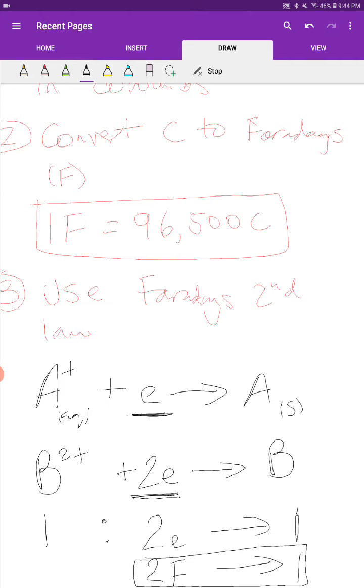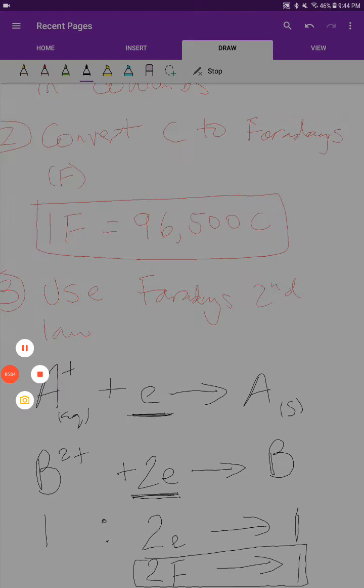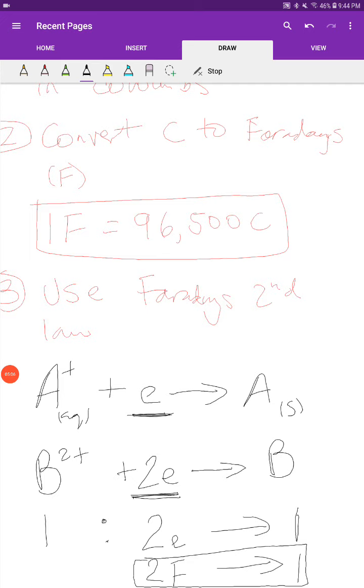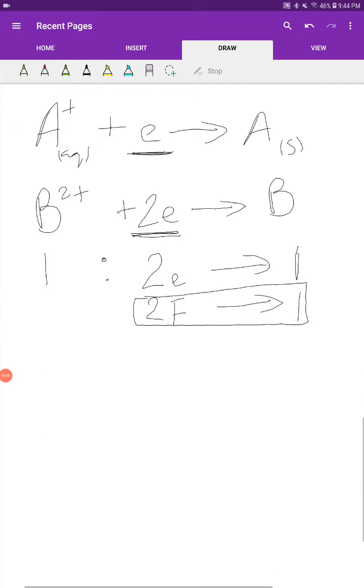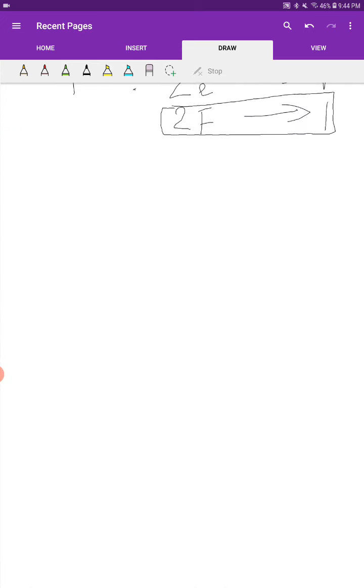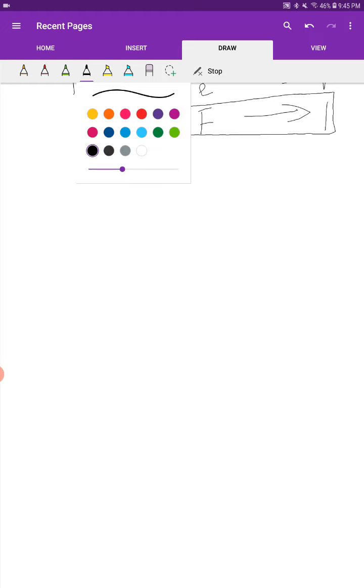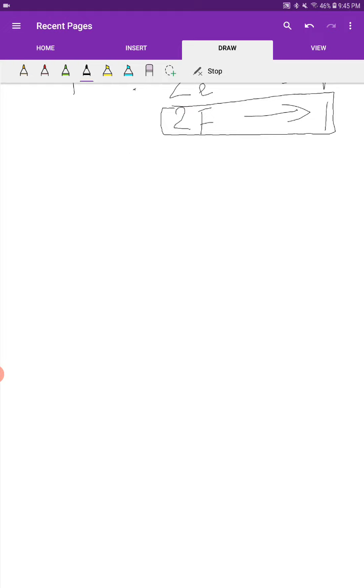You can use moles to find out mass. You can use moles to find out volume if it's a gas as well. So the easiest way for us to understand and appreciate this is with a question. We're going to work through a question step by step, and hopefully that will make everything a little bit clearer.